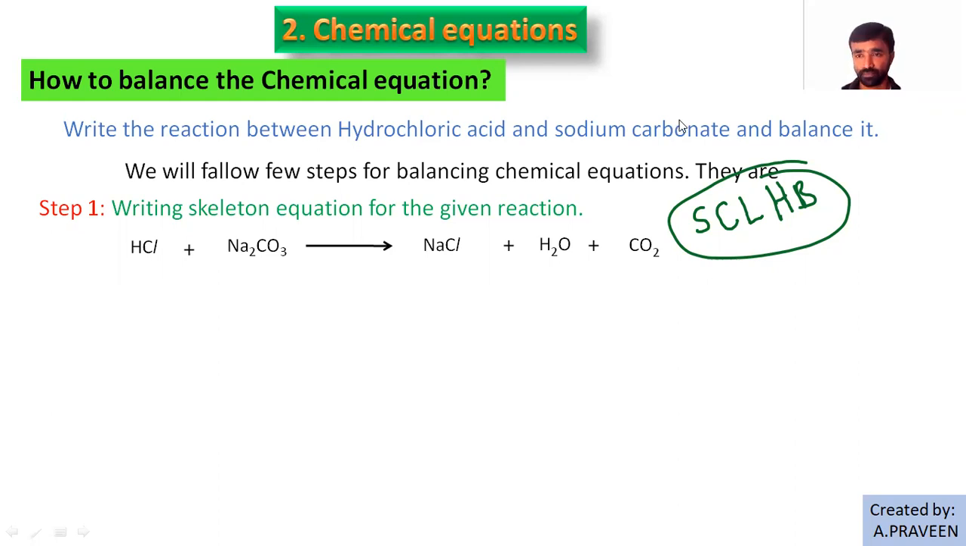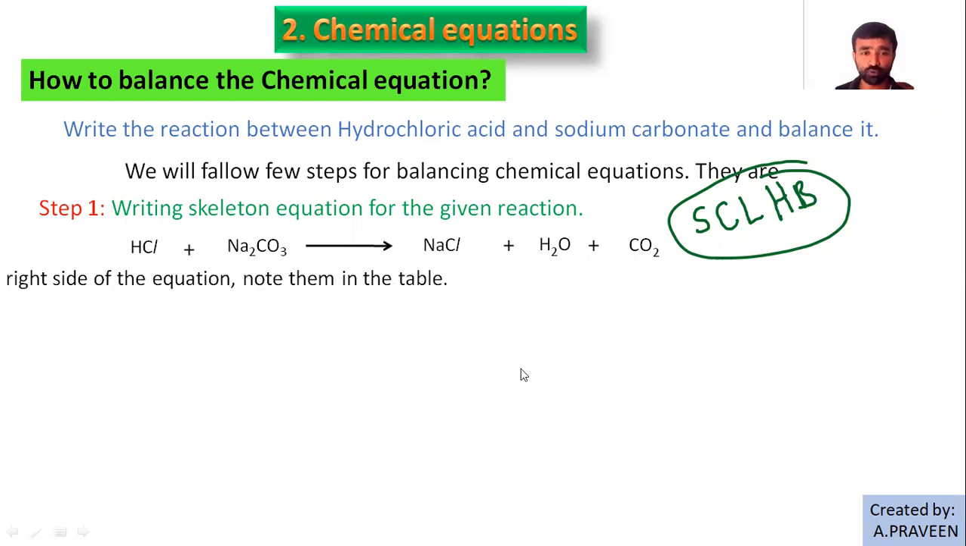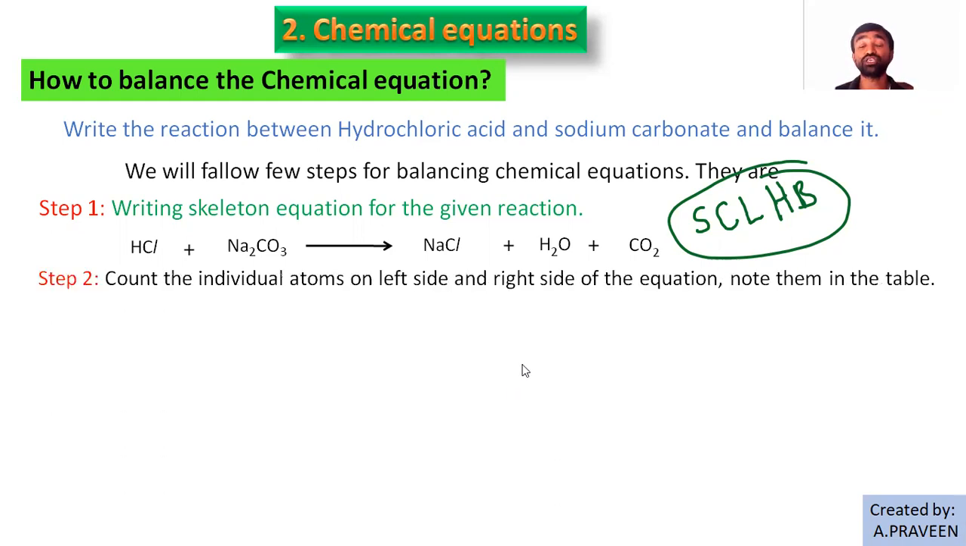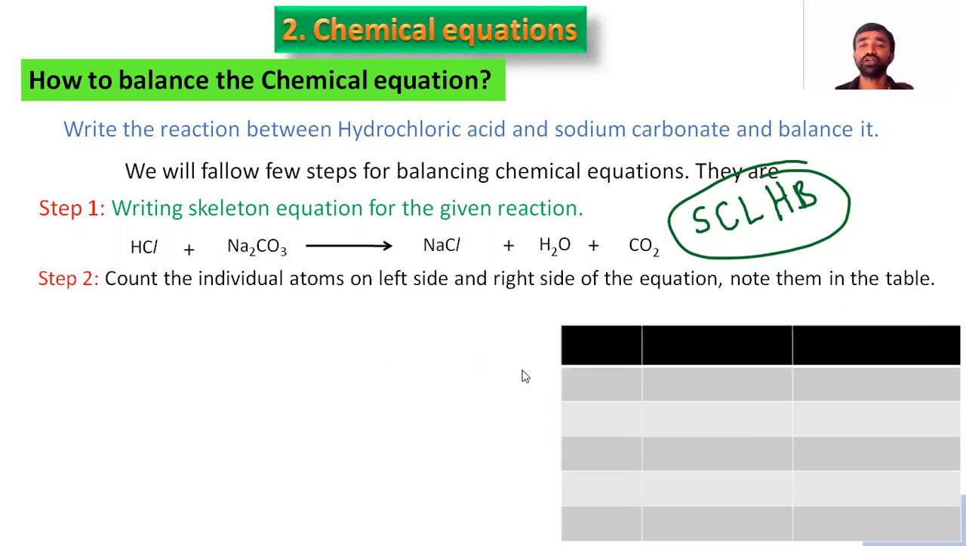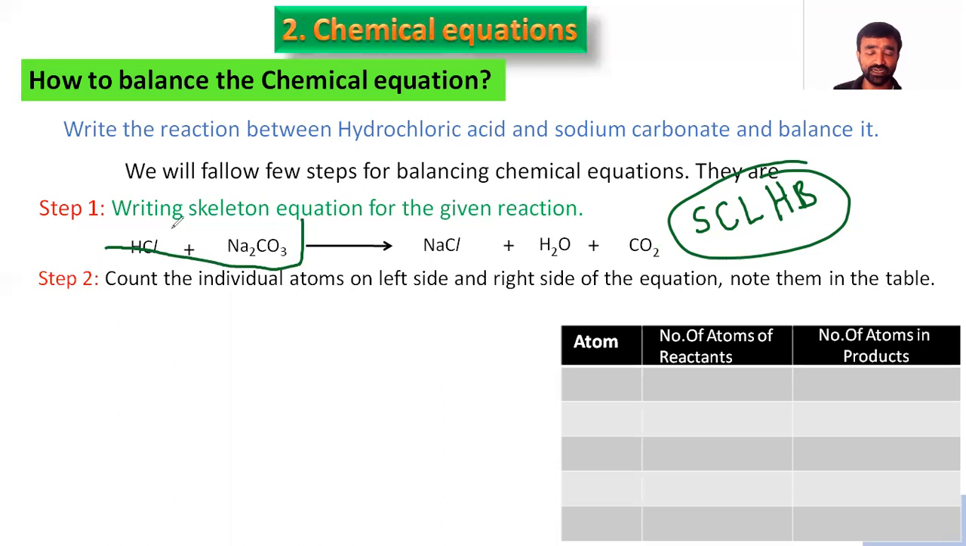SCLHB. What is C? Counting the number of atoms, on the left hand side (LHS) and the right hand side (RHS). So step 2: counting the individual atoms on LHS and on RHS. Start with a table. Take the headings: atom, reactant side, product side. Then note down the atoms by looking at only one side. It may be LHS or RHS, anything you can take.